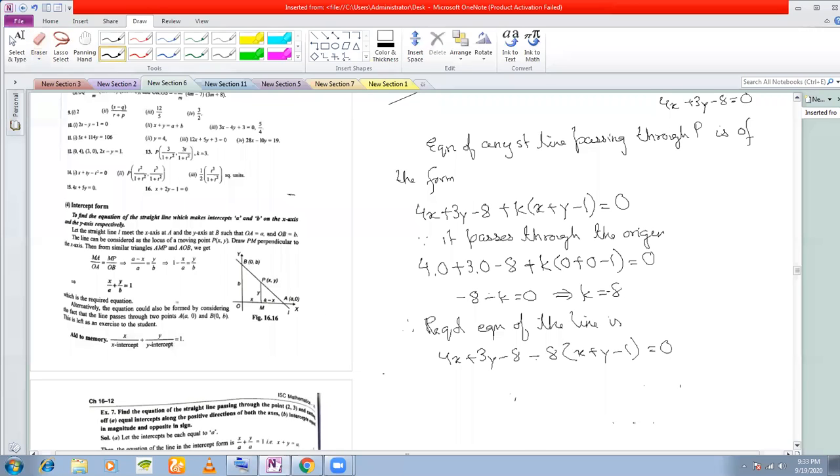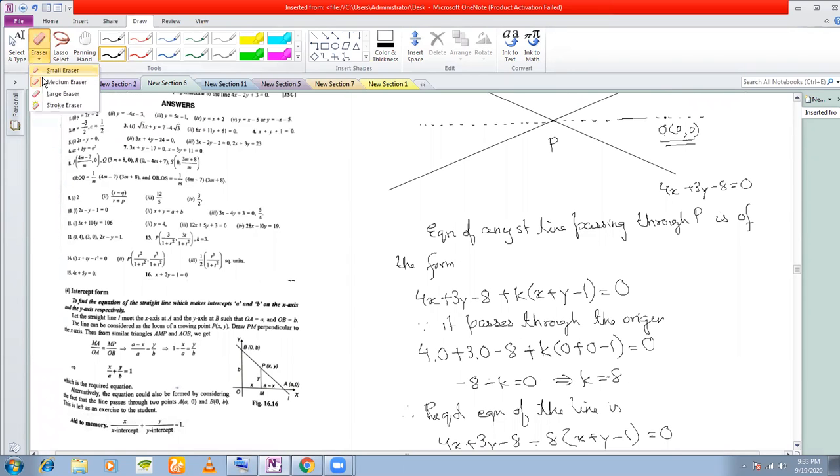So therefore you have 4x minus 8x is minus 4x, and 3y minus 8y is minus 5y. So you get minus 4x minus 5y is equal to 0. Okay, so you see that if you use this method, you're actually getting the answer in two lines. You don't actually have to solve the equation, get the point of intersection, and then use any other technique. Similarly, we can actually do the second one also.